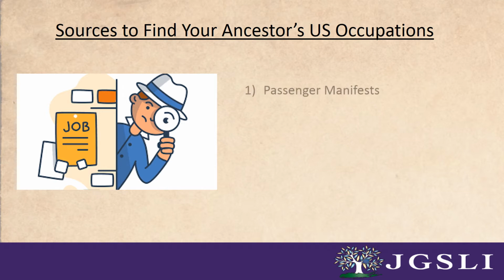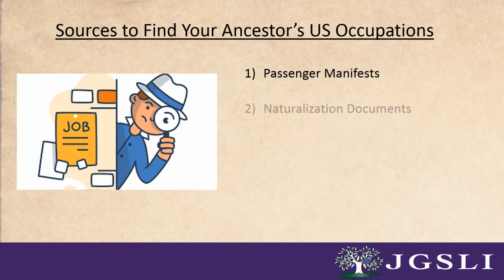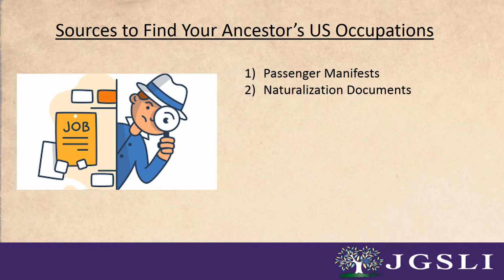Number 1, passenger manifests. This would be a good source to tell you what a person did before they came to the United States. Number 2, naturalization documents. As an individual went through the naturalization process, you might see their occupation change. Number 3, World War I registration. This form, used between 1917 and 1918, could give you insights to an ancestor's first job, or at least a younger draft age time in their life.